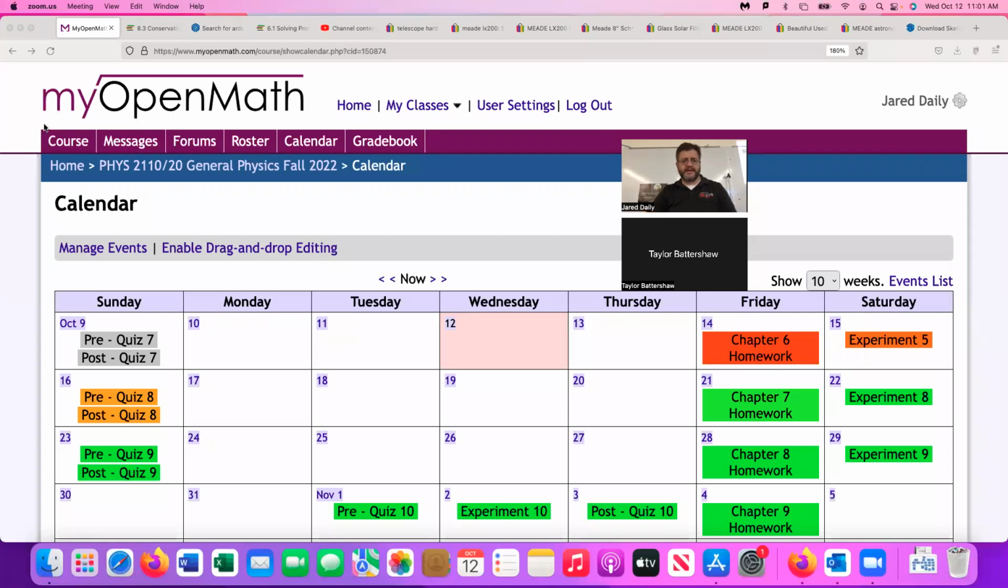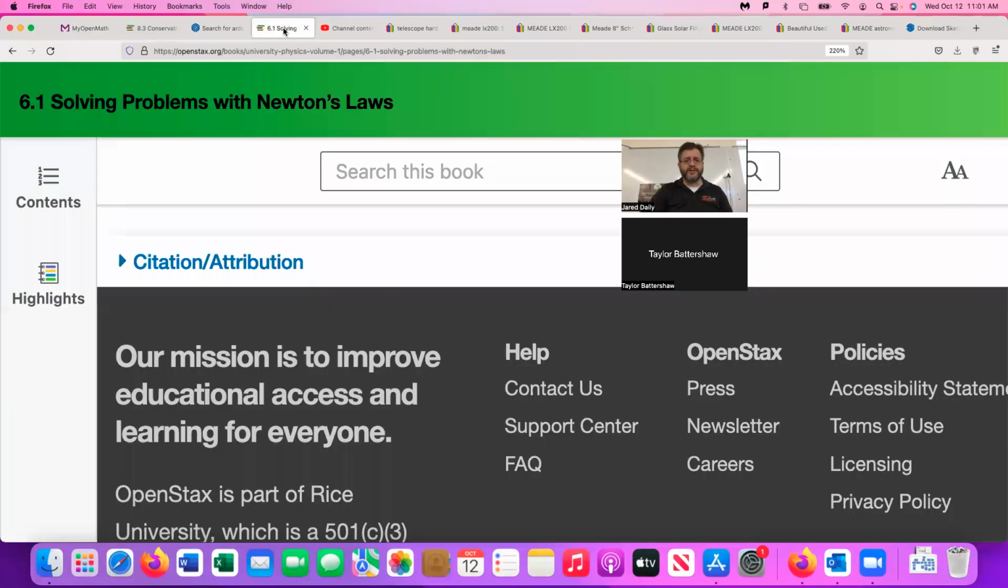All right, so last time we started chapter 6, right? I believe we got through chapter 6.1. And I already had a few questions from the chapter 6 homework, which is good because that means you're working on it.